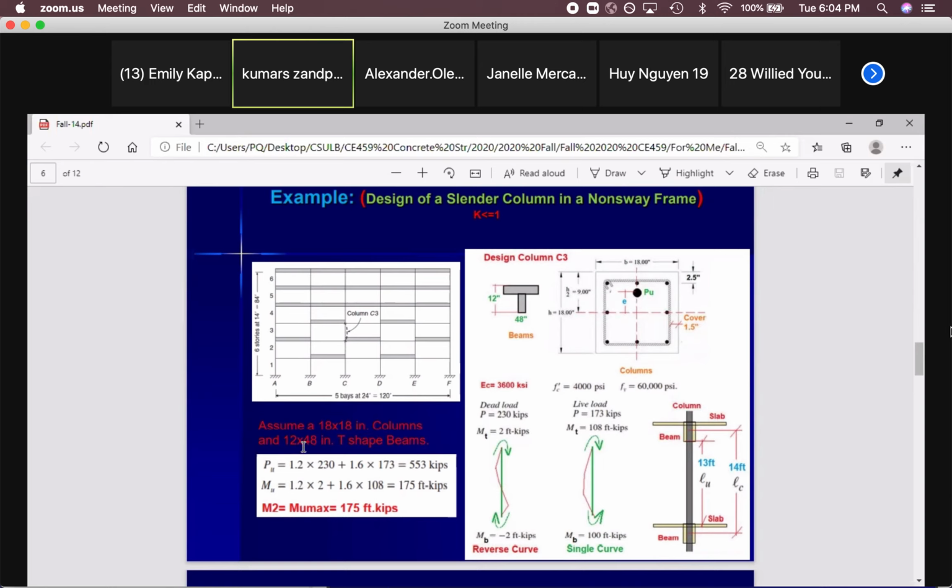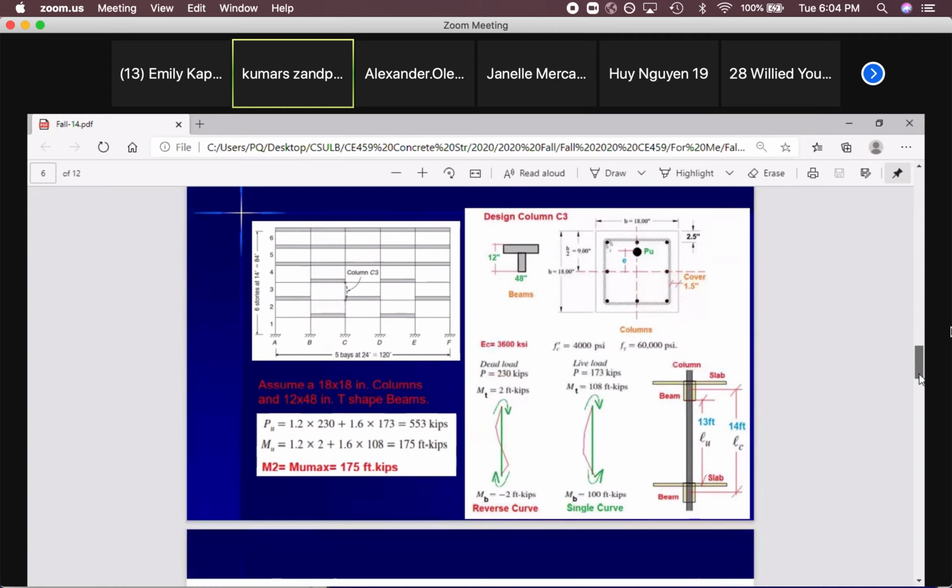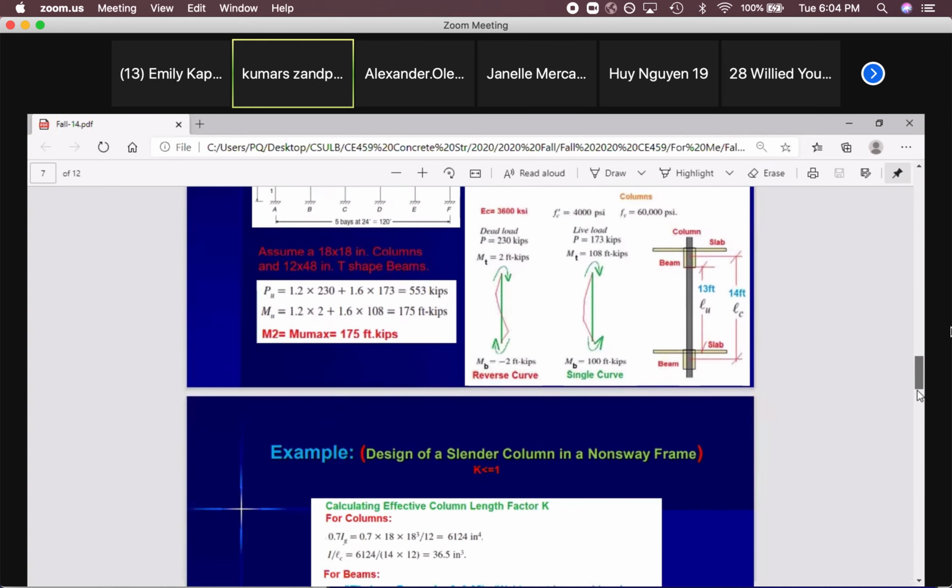And the columns are 12 by 48, but T-shaped beams. This 48 is not the flange. No, it's the web. I wrote that here. But we should consider it as a T section. So it means that 2 times 0.35 times the moment of inertia IG. That's because of that. We need to know if it's a T section or a rectangular. Okay.